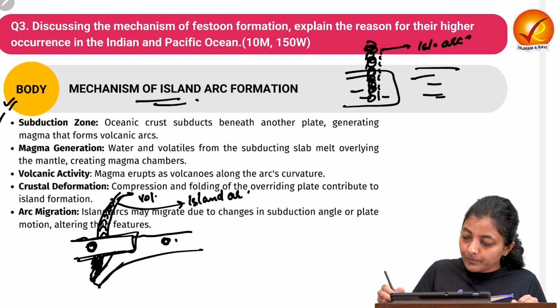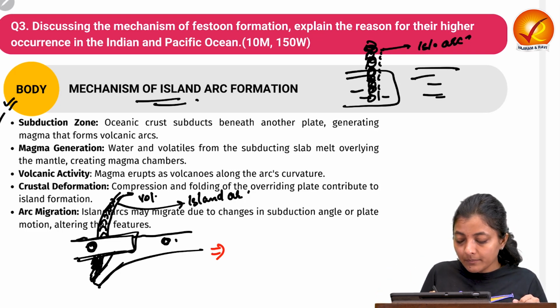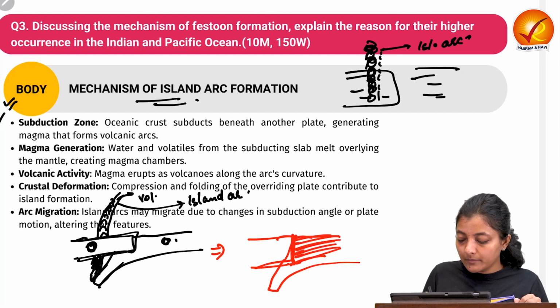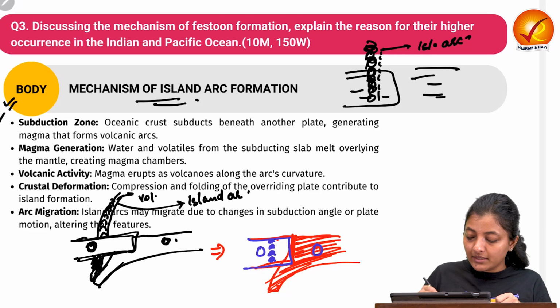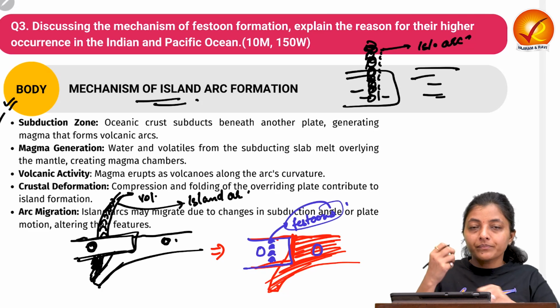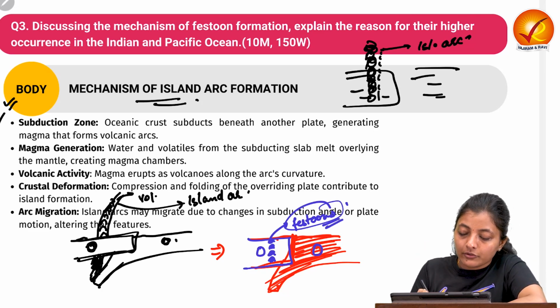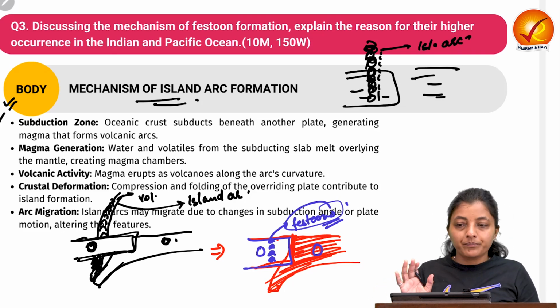Okay, so what we will see in this is that this is the oceanic plate, this is the subducting oceanic plate, this is the other slab, and what we will see on this is island arcs, a small arc, a group of islands. This is known as the festoons. The groups of volcanoes, a group of volcanic islands, these are known as the festoons or the archipelagos. Okay, so this is there.